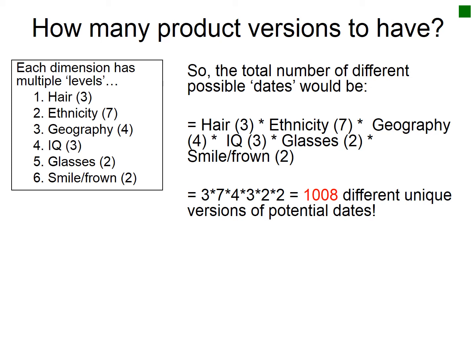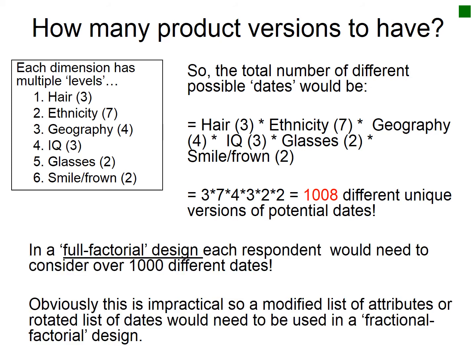So what we're saying here is with 6 different attributes, and all the different levels associated with each attribute, the different combinations or permutations that we could form would be over 1,000 different types of product in this case, or types of person that could be selected in the dating service.